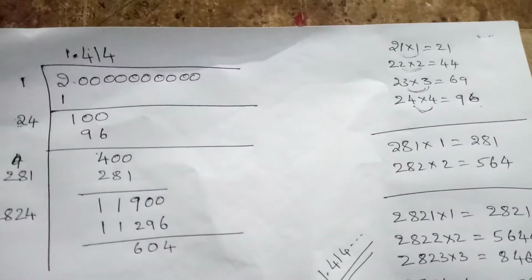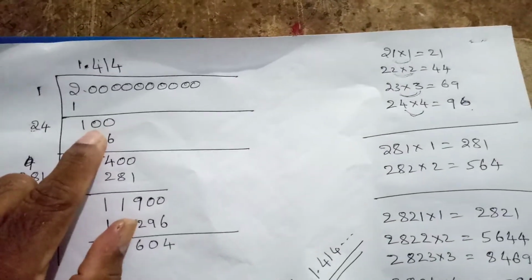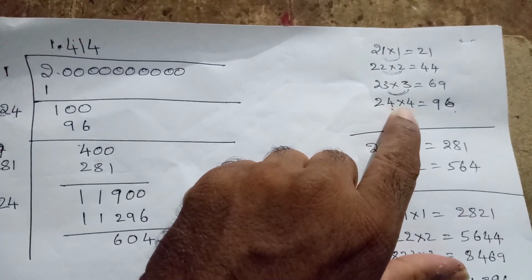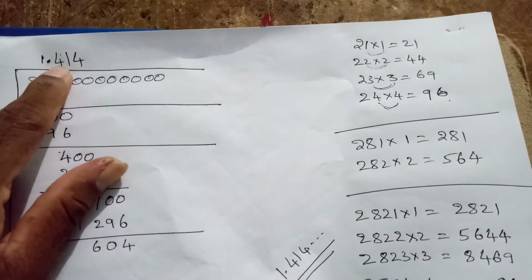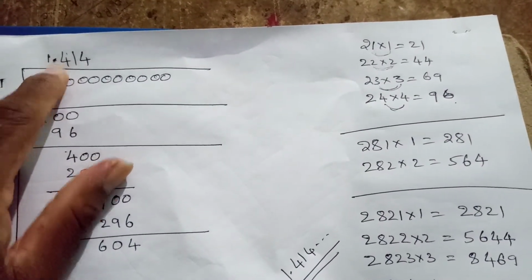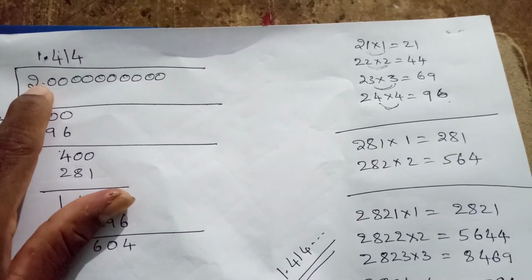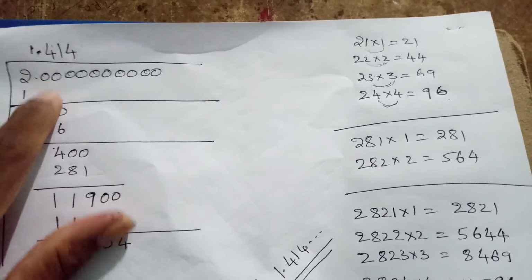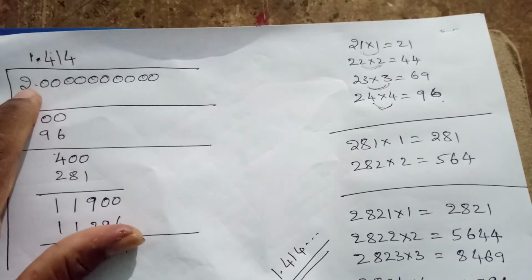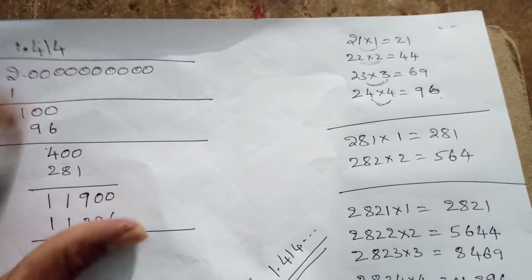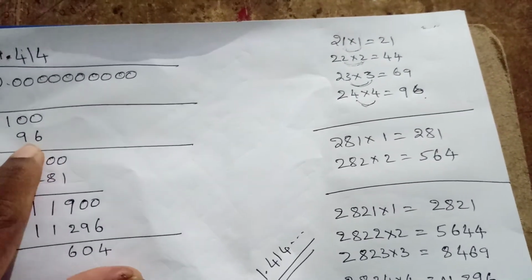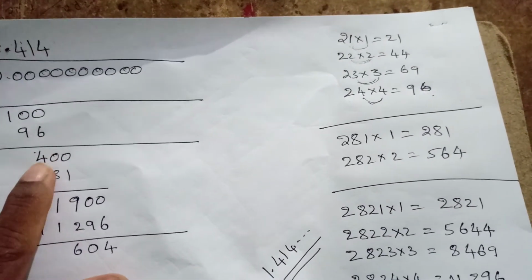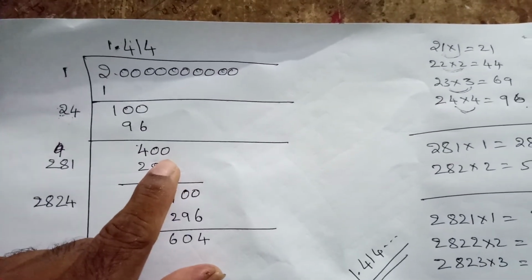Therefore 96 is less than 100. Therefore you take 24 fours. You write down 24 here and 4 here. You already kept a decimal because it crossed the decimal point and you have taken 2 zeros down. Therefore you have to keep this same decimal point here. Now 24 fours are 96, you have to write here. Subtract, you will get 4, and again drop down 2 zeros.